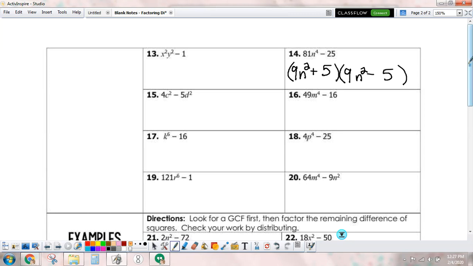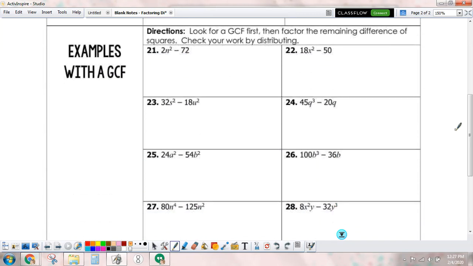So I want to go ahead and move on to some examples with the greatest common factor. These ones have an additional step. You do still want to look to see if it's a subtraction, and you want to make sure that they're perfect squares. However, these aren't perfect squares, but I can get them to be perfect squares. In order to do that, I need to factor out a greatest common factor. So for the first one, I know it's subtraction, so we should be okay. And I have 2n squared and 72. Well, I know that 2 goes into both of these numbers. 2 is the greatest common factor between 2 and 72.